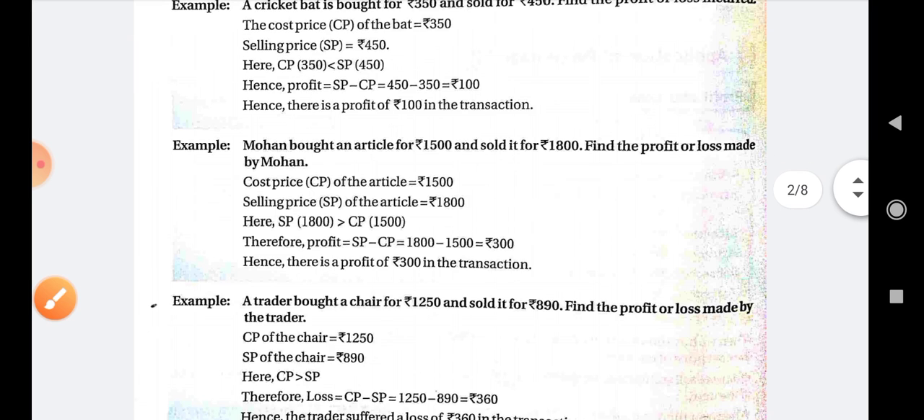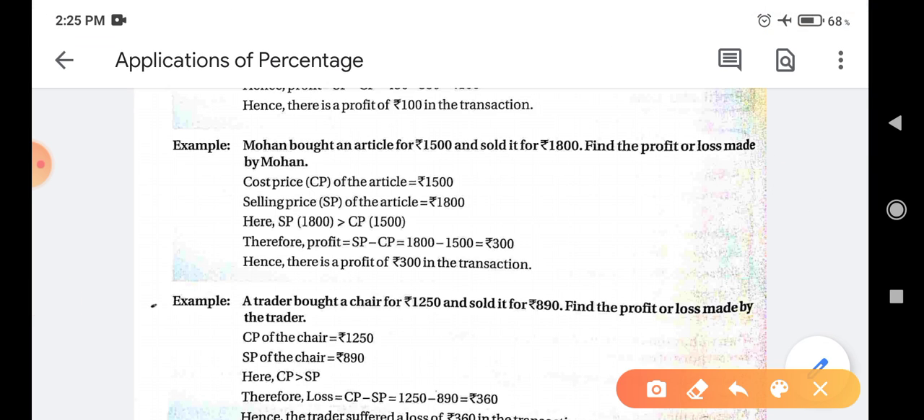Next example: Mohan bought an article for 1500 rupees and sold it for 1800 rupees. Find the profit or loss made by Mohan. CP is 1500 and 1800 is SP because it is sold at 1800. SP is greater than CP, so there is profit, and profit is equal to SP minus CP. Then we can find it easily by subtracting.